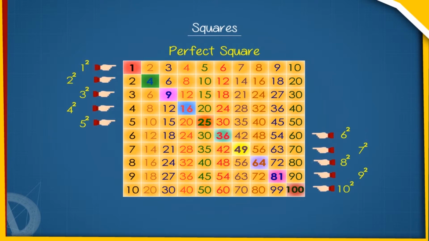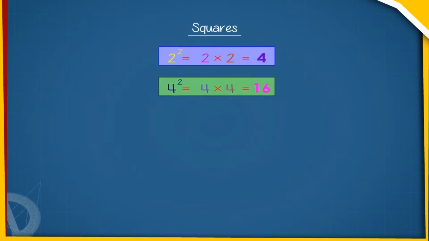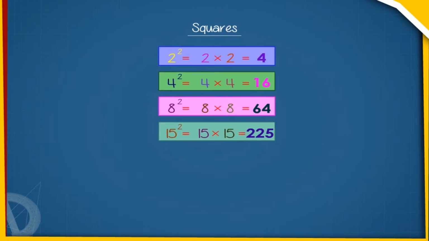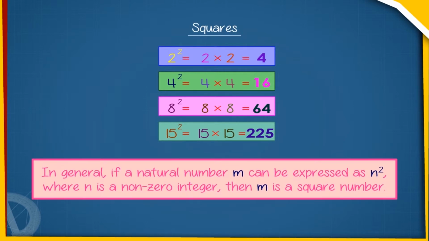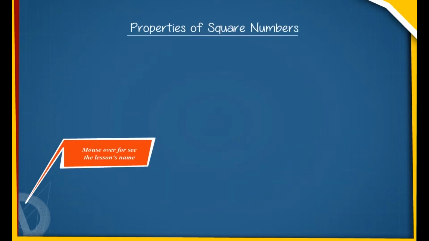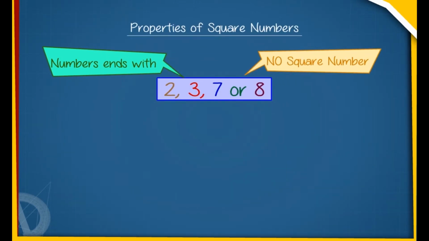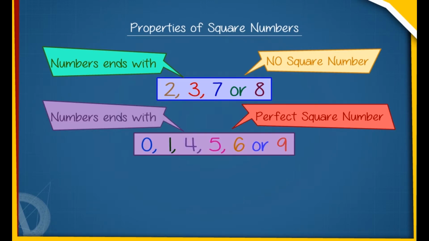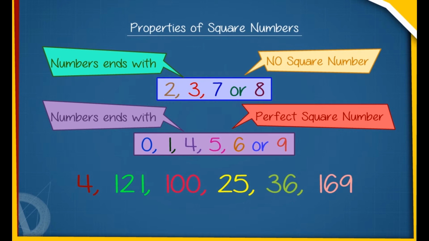Square numbers are non-negative. For example, 4, 16, 64, 225, etc. In general, if a natural number m can be expressed as n square, where n is a non-zero integer, then m is a square number. Properties of square numbers. 1. No square number ends with 2, 3, 7 or 8. A perfect square always ends with 0, 1, 4, 5, 6 or 9. For example, 4, 121, 100, 25, 36, 169, etc.